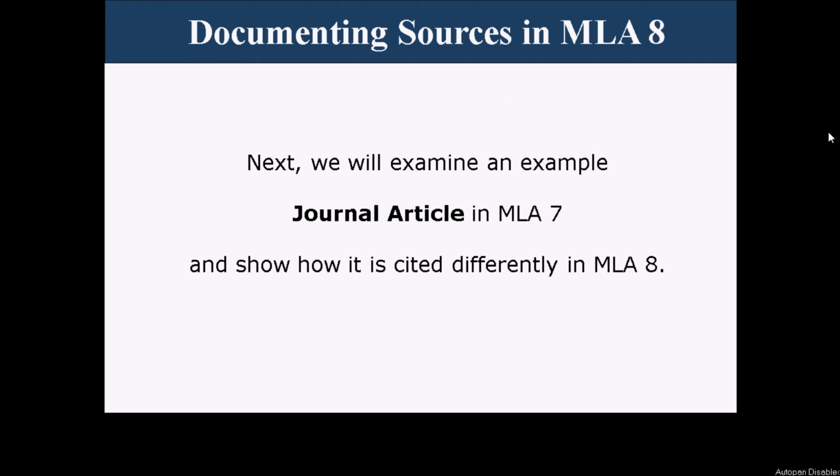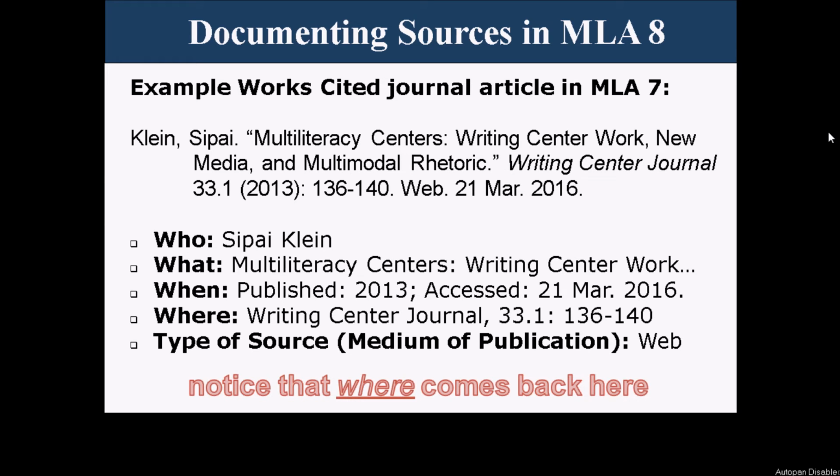Next, we will examine an example journal article in MLA 7 and show how it is cited differently in MLA 8. Notice that we have for our sample journal article the who, Sippai Klein, the what, the title of the article, the when, both the date of publication and the date of access, the where, the Writing Center Journal, volume 33, number 1, pages 136 through 140, the page range, and the type of source, the medium of publication.